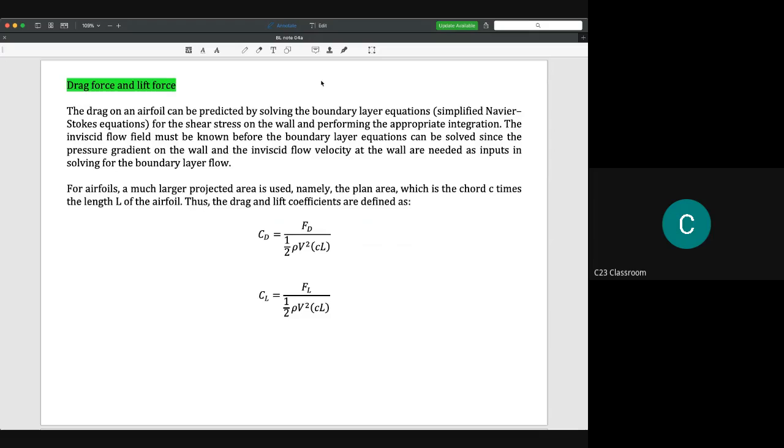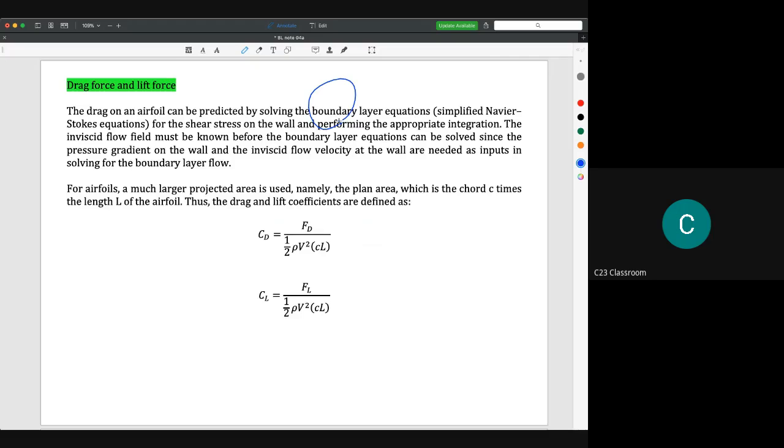The drag on an airfoil can be predicted by solving the boundary layer equation, the simplified Navier-Stokes equation, for the shear stress on the wall, and performing the appropriate integration. This idea is already discussed previously. So we could calculate the shear stress, and then the boundary layer thickness, and after that we could calculate the drag force and also the drag coefficient.